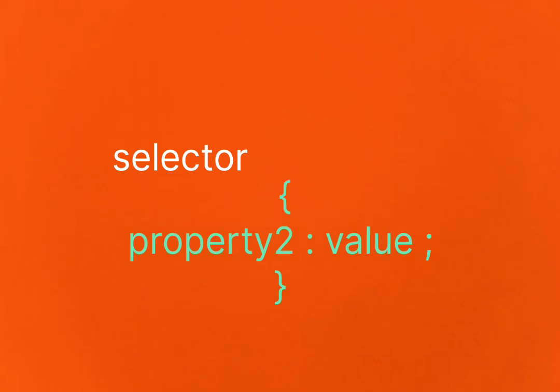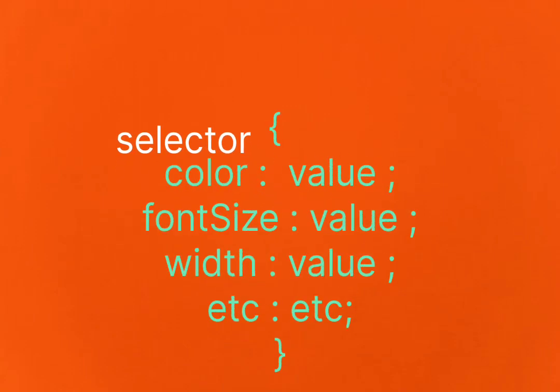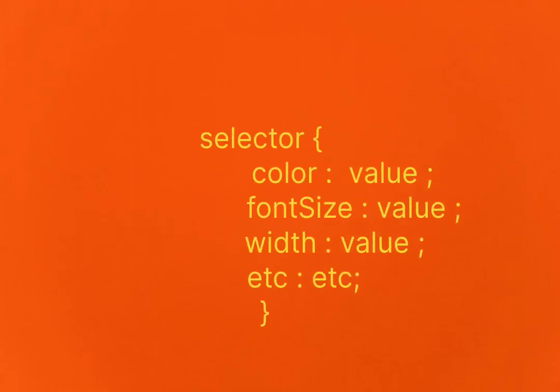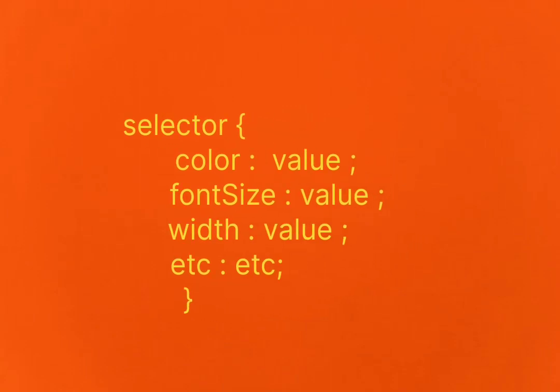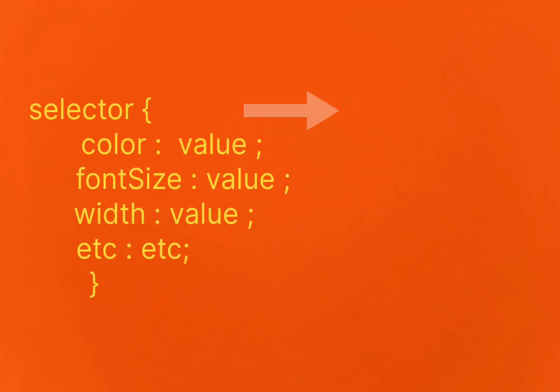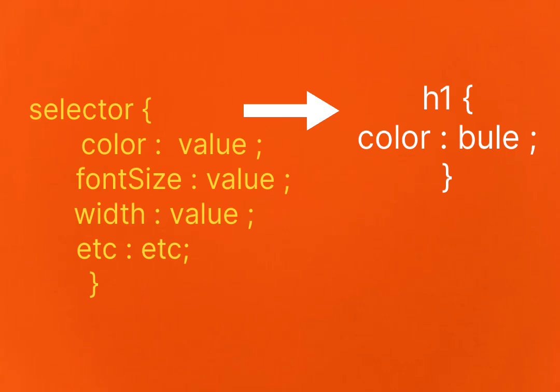Lastly, inside the curly brackets is one or more property value pairs. Each of these pairs defines a property such as color, font size, width, etc., and a value for that property. A basic example of the CSS syntax will be setting the text color of all H1 elements to blue.